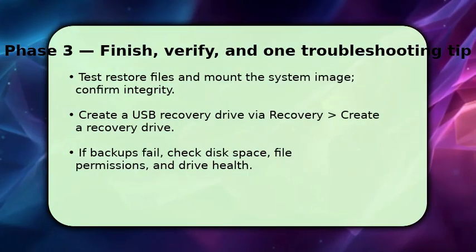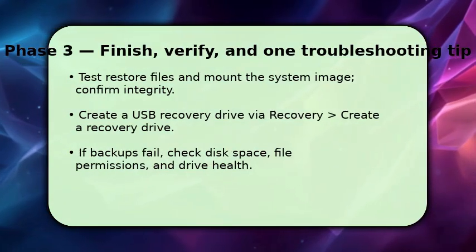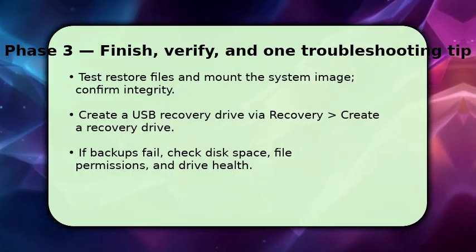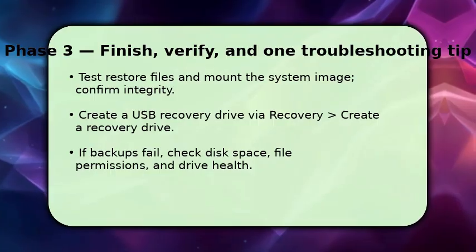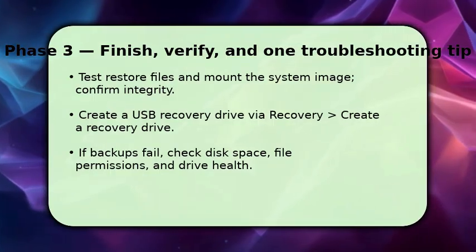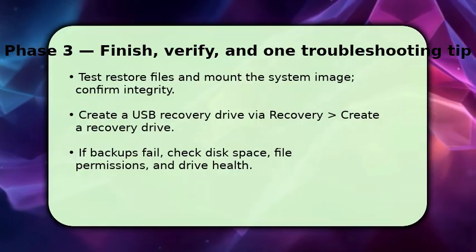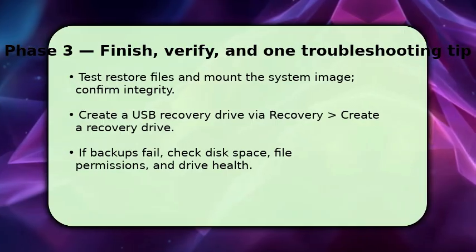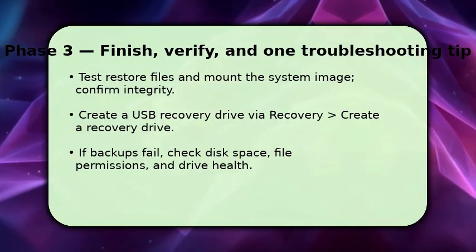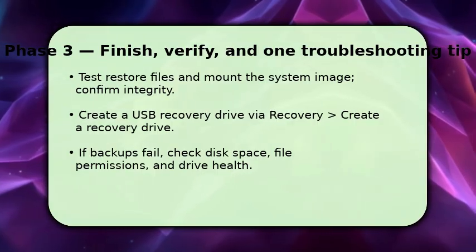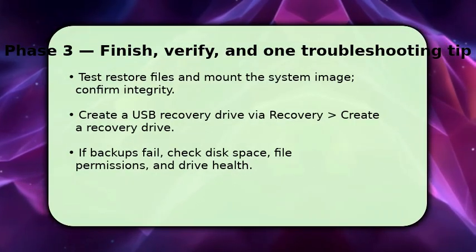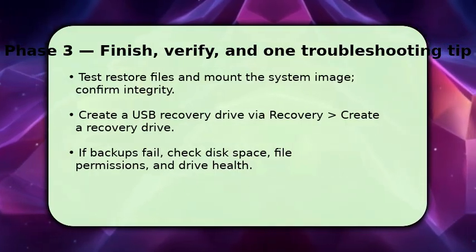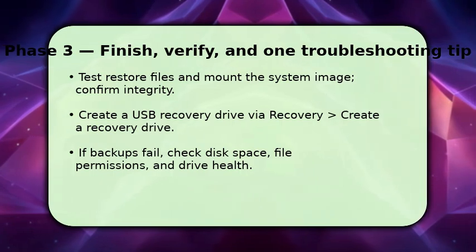Finally, you verify backups and prepare for recovery. Mount a recent system image or restore a few files from File History to confirm integrity. Do not skip this. Then create a USB recovery drive through Recovery. Create a recovery drive so you can boot and repair Windows. If something goes wrong, check the backup drive for free space and disk errors, verify account permissions for the backup share, and run chkdsk or Smart Diagnostics. These steps solve most failures quickly and keep your backups reliable.